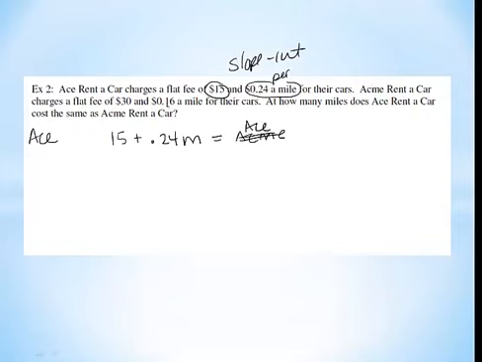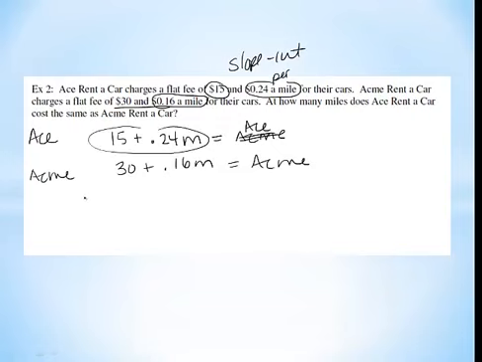Now Acme rents for a flat fee of $30 and then 16 cents per mile, so it's another slope-intercept. And how many miles does Ace Rent-A-Car cost the same as Acme Rent-A-Car? So let's put these in terms of variables. This is the same thing as saying y is equal to 0.24m plus 15, if you want to look at it more in slope-intercept form. The second one is y equals 0.16m plus 30.